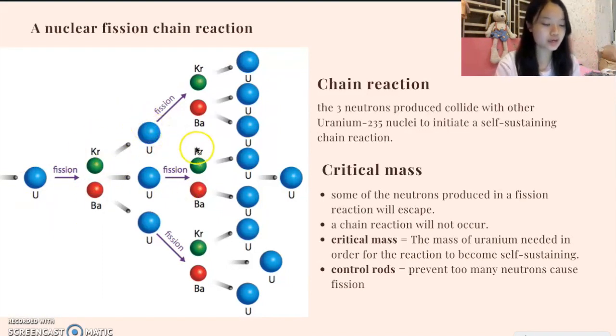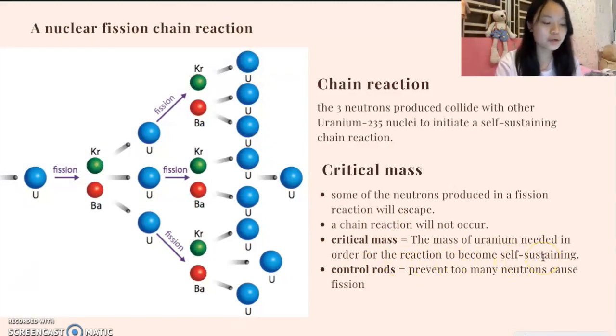However, some of the neutrons produced in a fission reaction will escape from the uranium sample without causing further fission. Therefore, there must be a sufficient mass of uranium present so that enough neutrons will cause fission reactions before escaping from the reactor core. This is called the critical mass, which is the mass of uranium needed in order for the reaction to become self-sustaining.